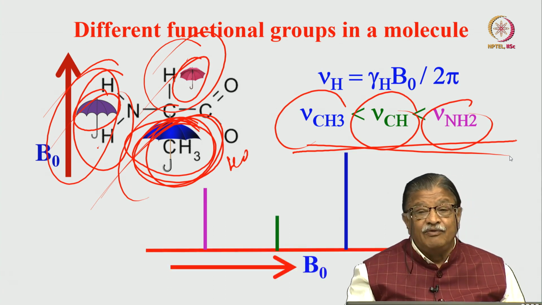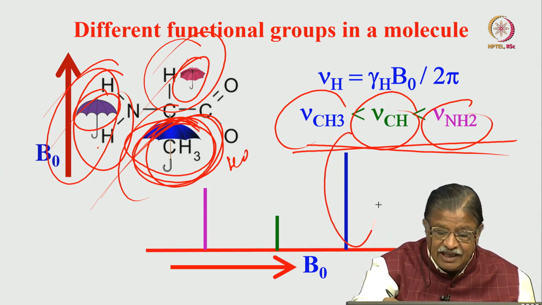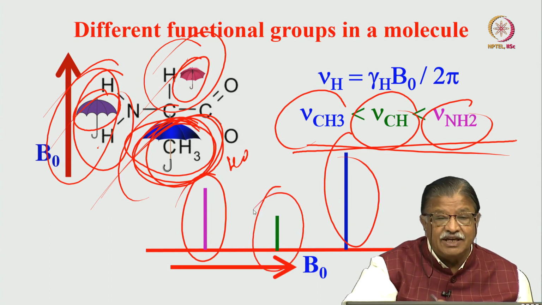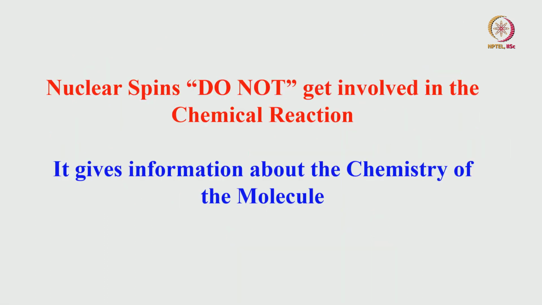As a consequence, we do not get a single frequency now, we are going to get 3 peaks, one for CH3, one for NH2, one for CH, and this is the beauty of NMR. Look at it, earlier I said we get only 1 peak, now we are getting 3 peaks, when we understood there are internal interactions for this. So, this is the important concept of chemical shift. Please remember this statement, nuclear spins do not get involved in the chemical reaction, but they give information about the chemistry of the molecule, because we can understand what is happening at the site of the nucleus because of the chemical environment.